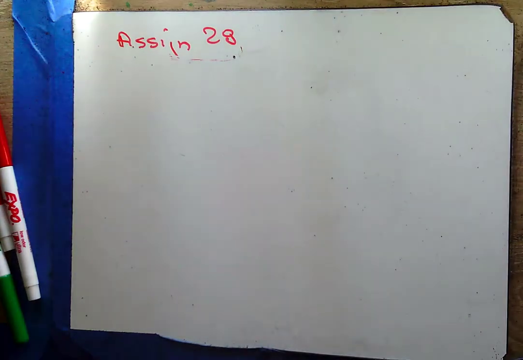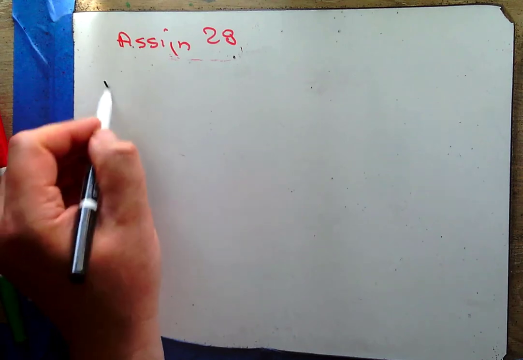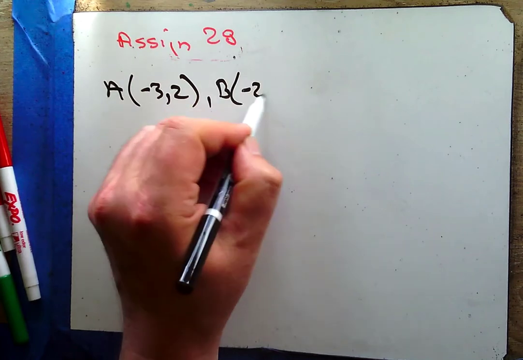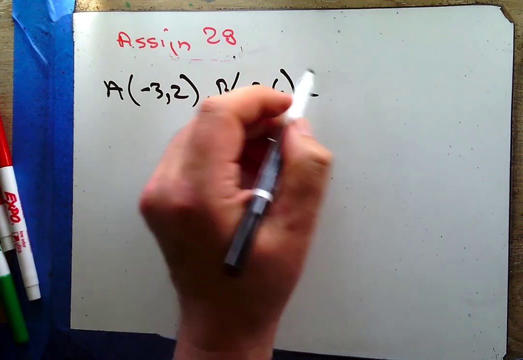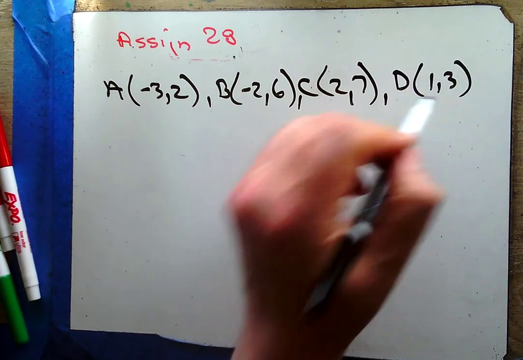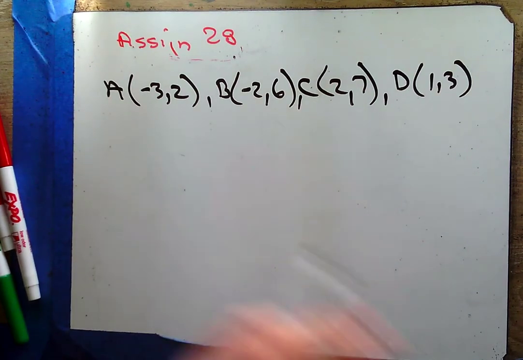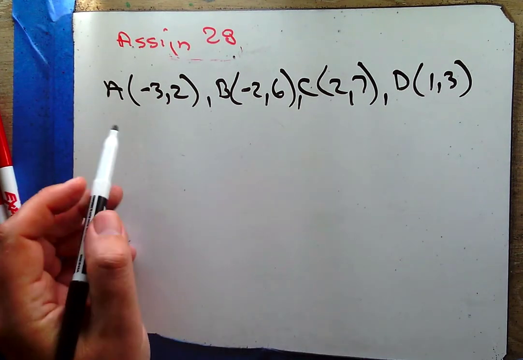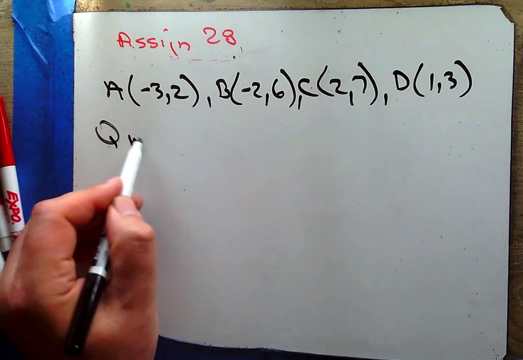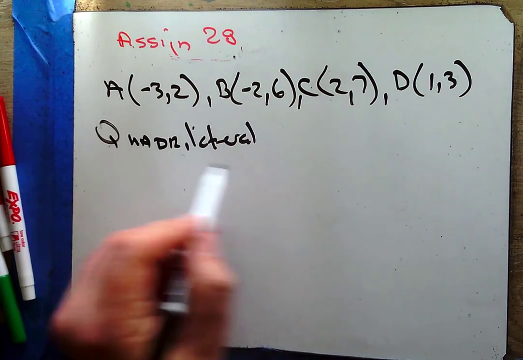Okay. Here's another one that we should think about. A is negative 3, 2. B is negative 2, 6. C is 2, 7. And D is 1, 3. And you know, I know there's more than three sides here. There's 4 sides, so now we're talking about a quadrilateral.